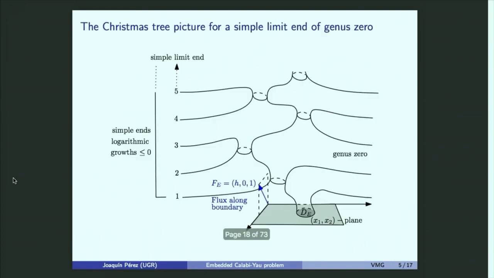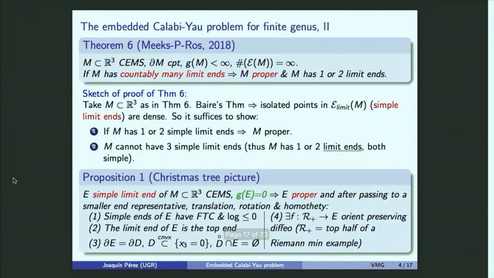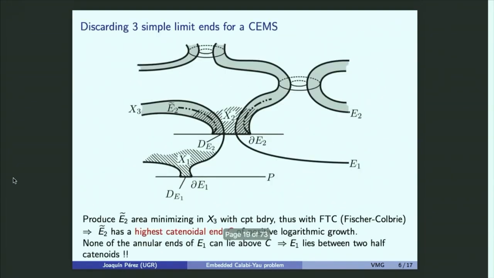Apply the Christmas tree picture to each of the 3. Okay? Then, because of embeddedness of the whole surface, you can have one where the simple end is the top end, the other one would be the bottom end, but then you have a third one. So then you have 2 pointing in the same direction. So let us assume the limit end is the top end in 2 of them, that I'm going to call E1 and E2.